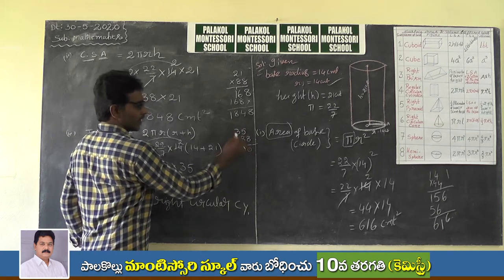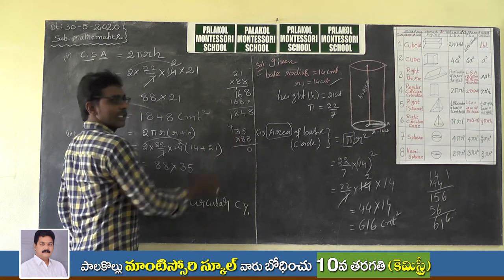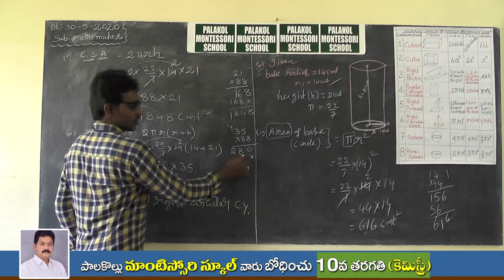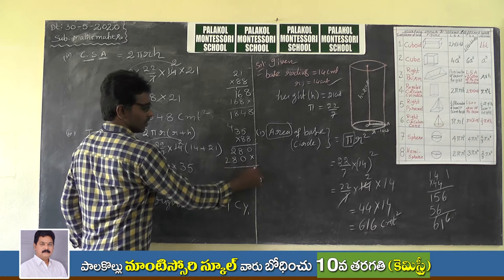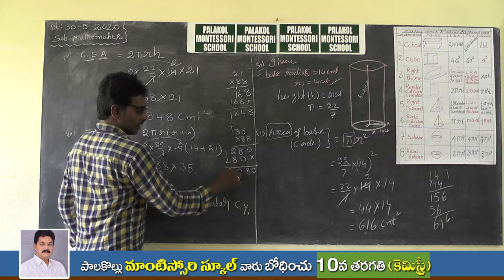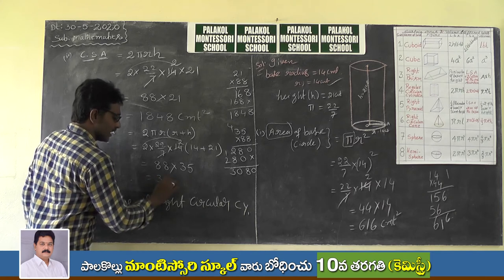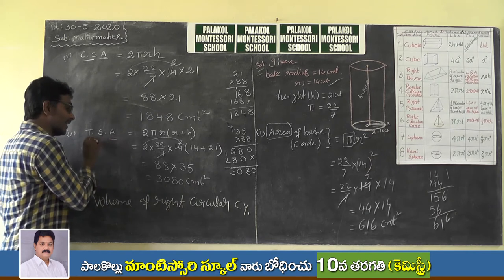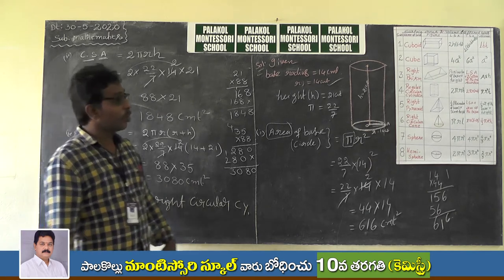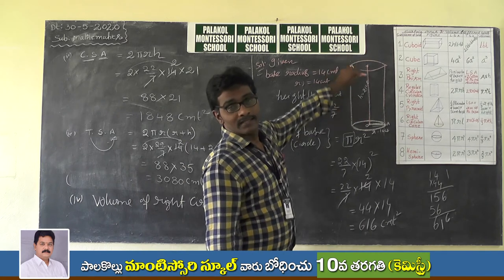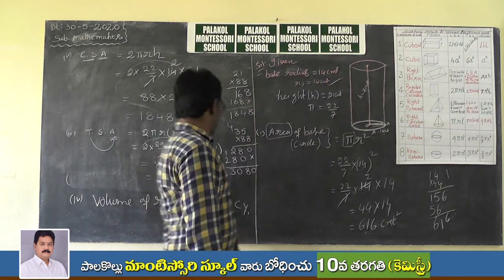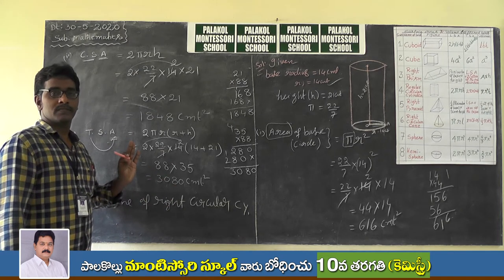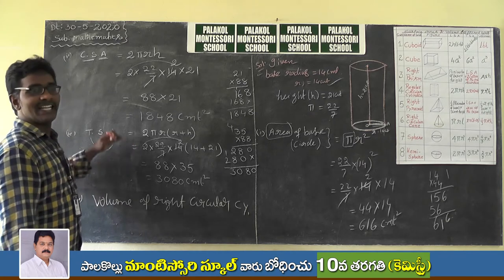8 fives are 40, 8 threes are 24, 24 plus 4 is 28. Leave it in one place. Then 0, 8 twos are... 3080 centimeter square. It is also an area, but it is the total surface area including the ends also. The total area of the solid is 3080 centimeter square. Okay, so the third question is completed.